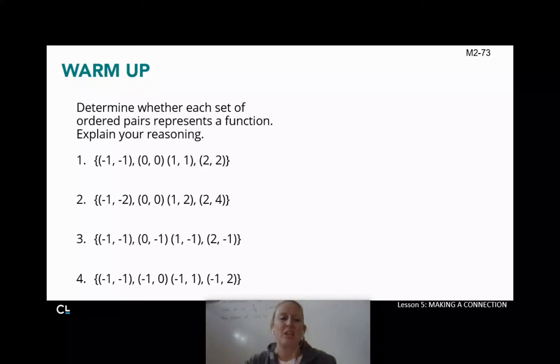Integrated Math 1. Welcome to lesson 2.1.5a, where we are doing day one of comparing linear functions in different forms.